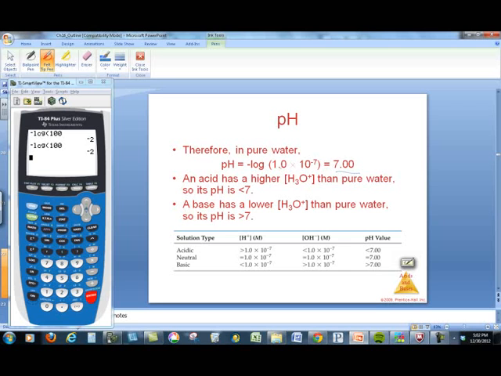Now, one thing about pHs is sig figs are done a little bit oddly. We've got 2 sig figs here, so we want 2 sig figs in our pH, but we only count those digits after the decimal place. So this would be considered 2 sig figs.